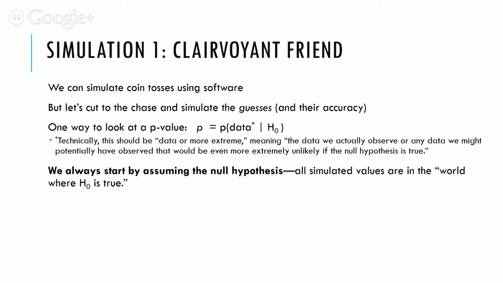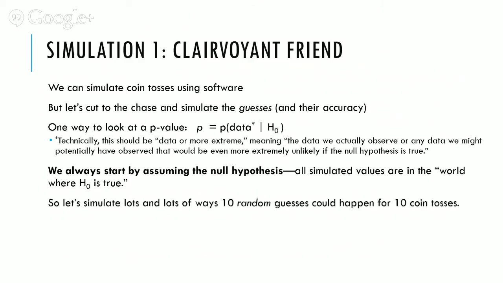It's not very difficult once you know how to use some of the commands. But we always have to start assuming the null hypothesis. Hypothesis testing starts from the position that the null hypothesis is true. Remember, innocent until proven guilty. So you look at the world as if nothing were happening that's out of the ordinary. You have to say, what's the null hypothesis? Let's simulate the world of the null hypothesis. So let's simulate lots of ways that 10 random guesses could happen for 10 coin tosses.